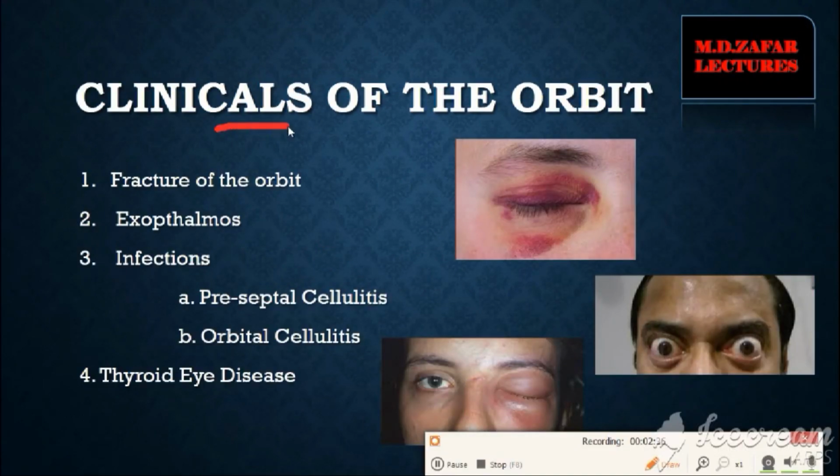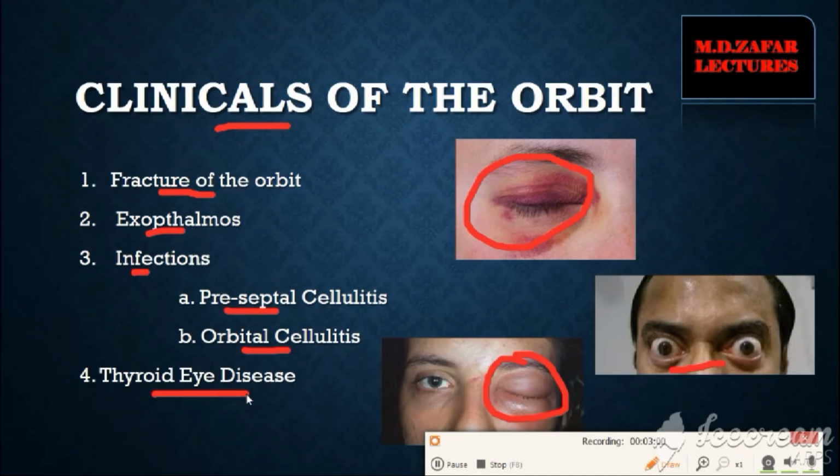Further talking about the clinicals related with orbit, they are fracture of the orbit, which will look something like this. Exophthalmos, that is the forward bulge of the eyeball through the orbit, it will look like this. And there could be some infections like preseptal cellulitis and orbital cellulitis, which will appear like this. And we will talk about thyroid eye disease in detail as well.